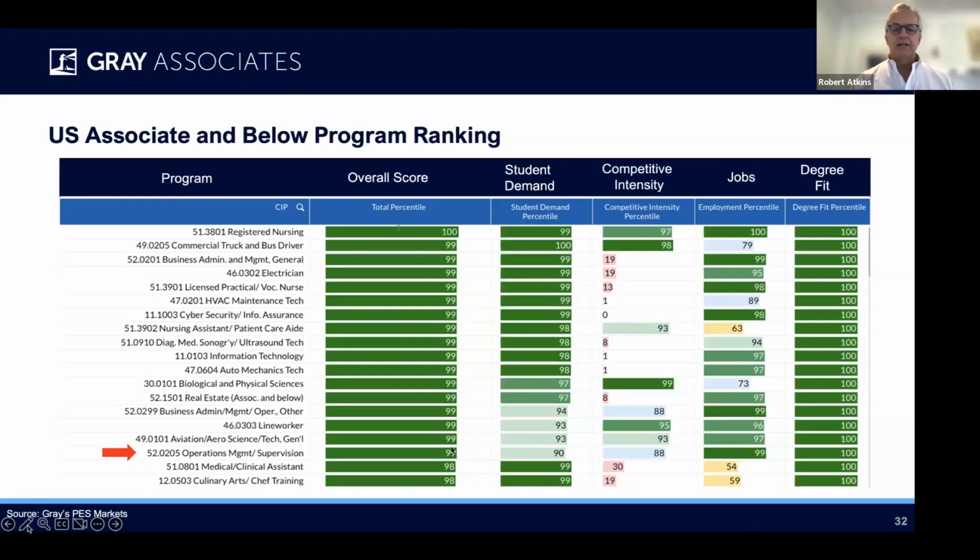You can see here, it made the 99th percentile out of the 1,500 programs we track. So that's one of the 15 highest scoring programs in our data set. Student demand did well, 90th percentile. Competitive intensity is okay at 88th percentile. And jobs are off the charts at 99th percentile. So when you put all that together, you end up with a 99th percentile program.